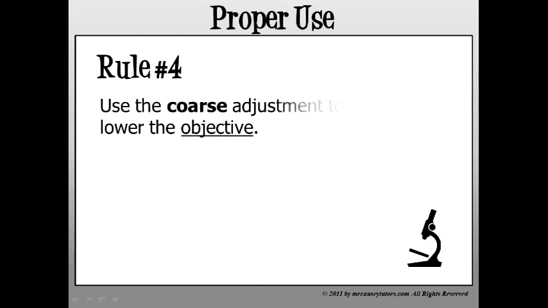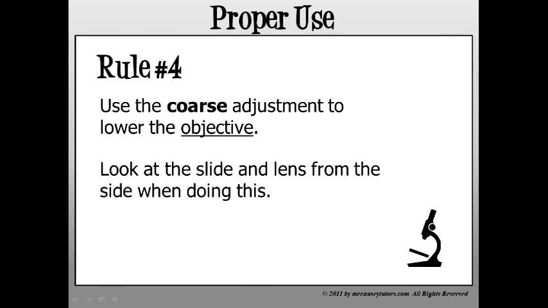Rule number four, use the coarse adjustment to lower the objective or raise the stage, depending on what kind of microscope you have. And then look at the slide and the lenses from the side when doing this. Don't be looking through the microscope's eyepiece when you're doing this. Look at the side and make sure that you're bringing it up and down, and you're not going to get the lenses too close to the slide. That really usually isn't a problem with the lower objectives, but still, good habit to be in.